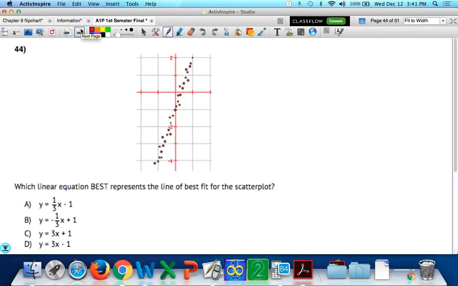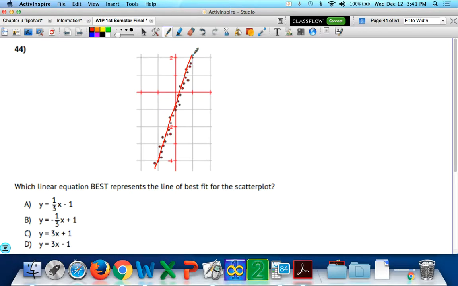Number 44, which linear equation best represents the line of best fit for the scatter plot? So we can see that our data is trending upwards, kind of in a line that looks about like that. Not perfect, but about like that. And so we've got a bunch of options down here that we want to see which one fits our data the best. Now, if you're not confident with your equation abilities and your y-intercept form, then you can just put all these in the calculator. But I'm pretty confident in it.